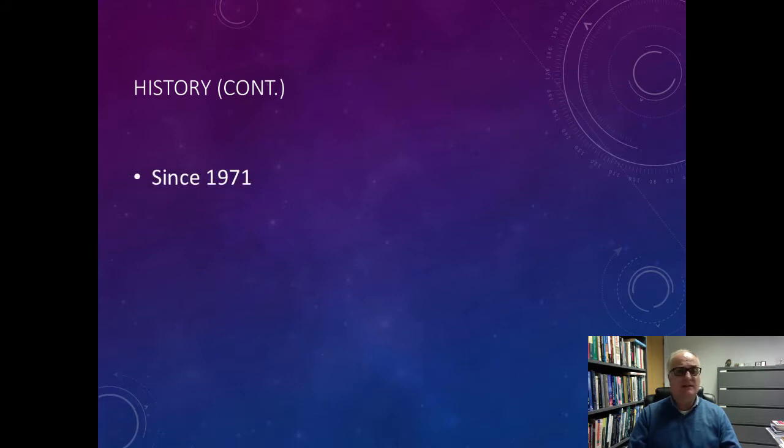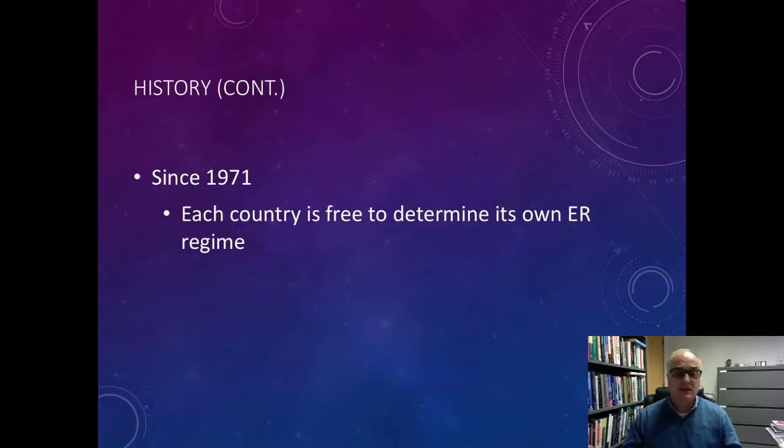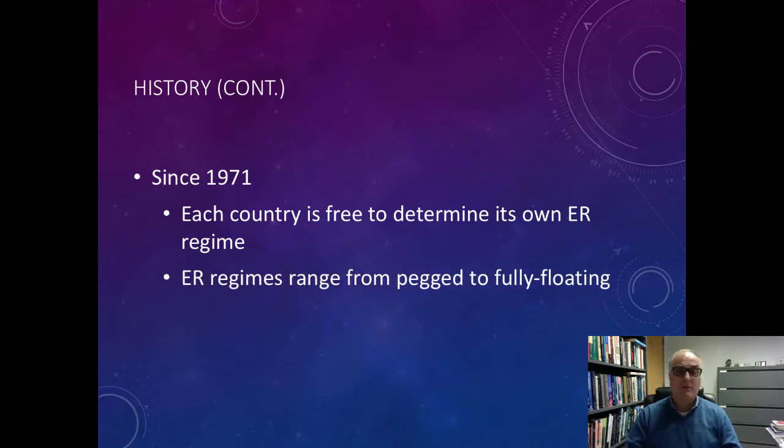And so since 1971, at the end of the Bretton Woods system, it's really kind of a currency free-for-all. There is no global agreement on how currencies should be managed. Each country is free to determine its own exchange rate regime, and these range from a pegged regime, where you have a fixed rate against some other currency or some basket of currencies, to fully floating currencies. So there are a few fully floating currencies: the US dollar, Japanese yen, the euro. Those are the major floating currencies around the world.